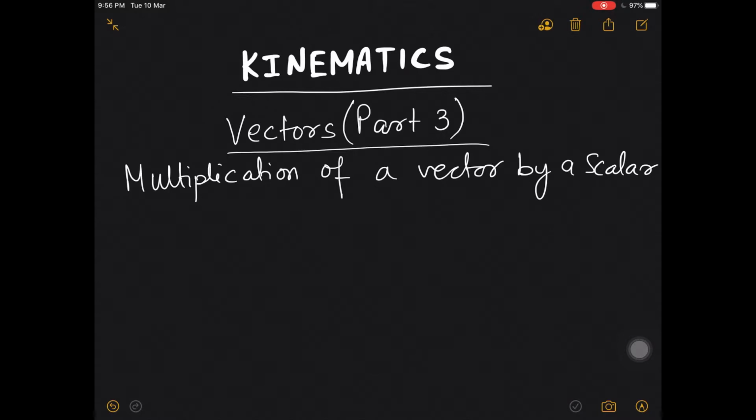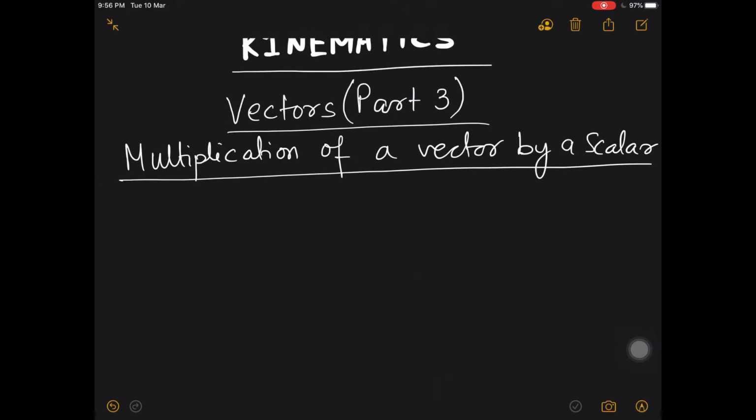So let's get started. Now the first topic for today is multiplication of a vector by a scalar. Suppose I do an operation on a vector like this. Say A is a vector which I have multiplied by a scalar quantity k. Now if I multiply this, I will land up with another vector r.